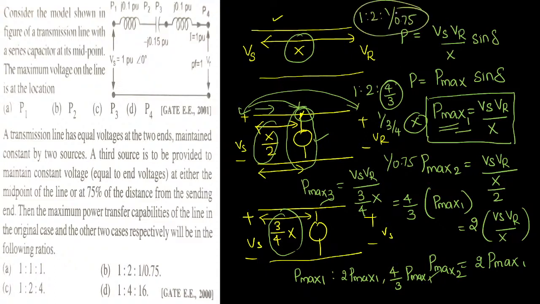What is the correct answer? Option B. Yes, option B is the correct answer. 1 is to 2 is to 1 divided by 0.75. Beautiful question, right? And it is very simple too. You have to understand how to crack the question. That's all. Okay sir, let us go ahead with the next question.